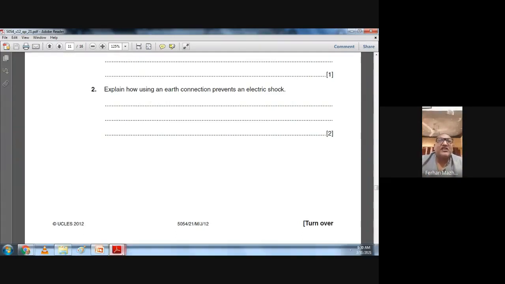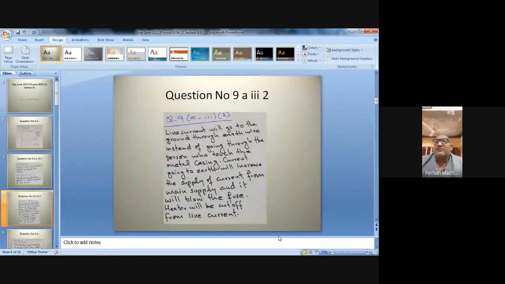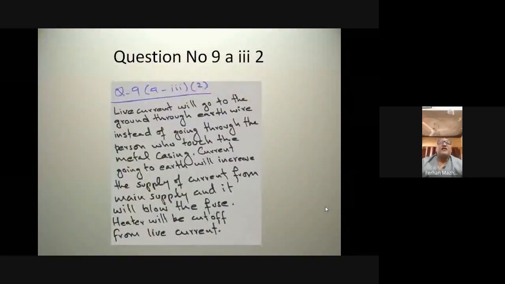So I have written this answer also. It's a 2-mark question. Let me show you my answer and then we will see. Let me read my answer. Live current will go to the ground through earth wire instead of going through the person who touched the metal casing. Current going to earth will increase the supply of current from main supply and it will blow the fuse. Heater will be cut off from the live current. So this is my answer, and let me check the marking scheme. If you would like to write this answer, kindly write it, but be quick.